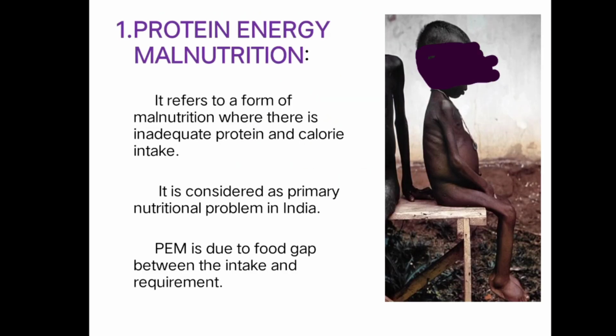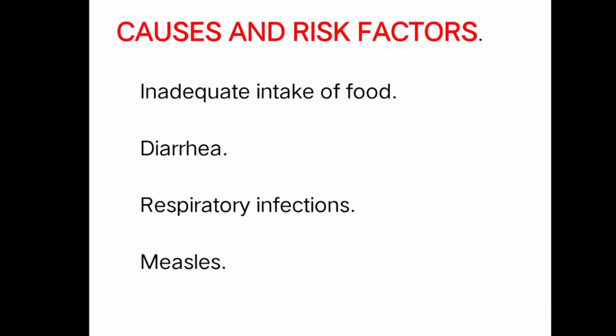First is protein energy malnutrition. It refers to a form of malnutrition where there is inadequate protein and calorie intake. It is considered the primary nutritional problem in India. The protein energy malnutrition is due to the food gap between the intake and the requirement, that is deficiency of the intake of the required dietary allowance. Next is causes and risk factors: inadequate intake of food, diarrhea, respiratory infections and measles. So these are some of the causes of protein energy malnutrition.